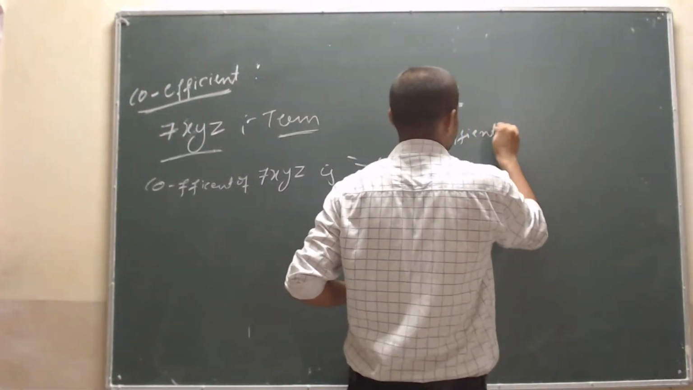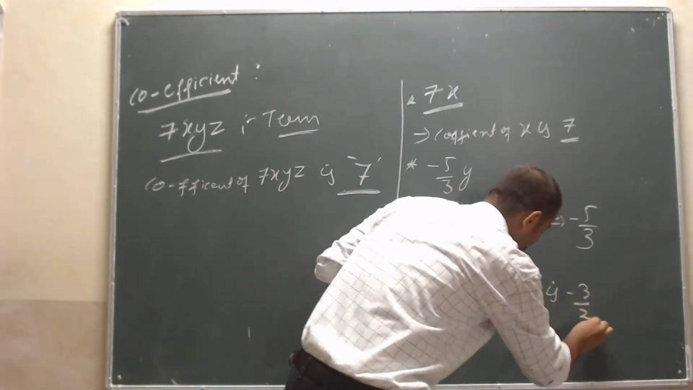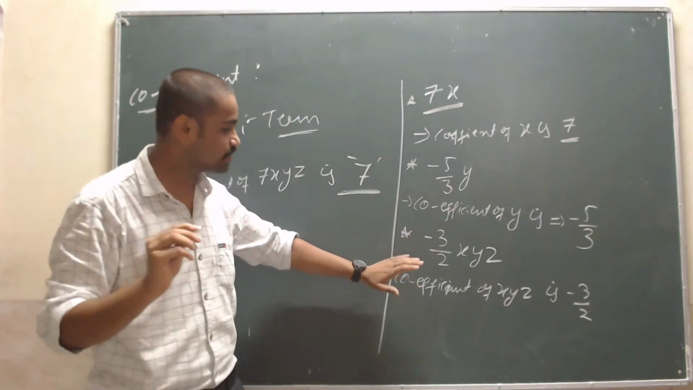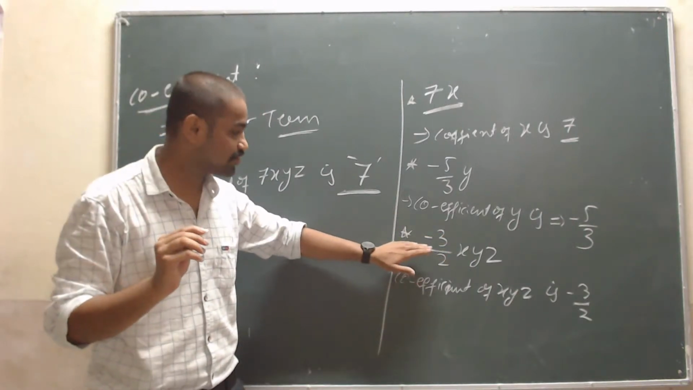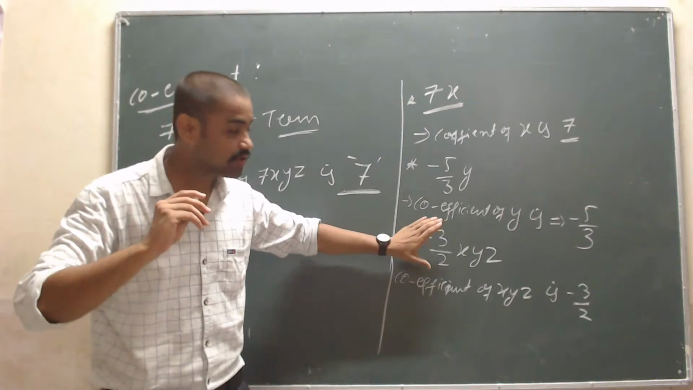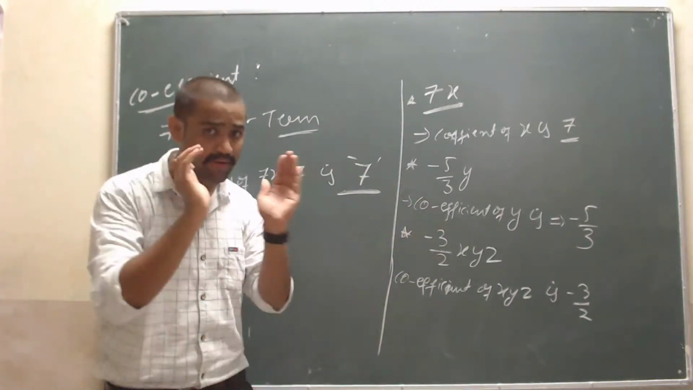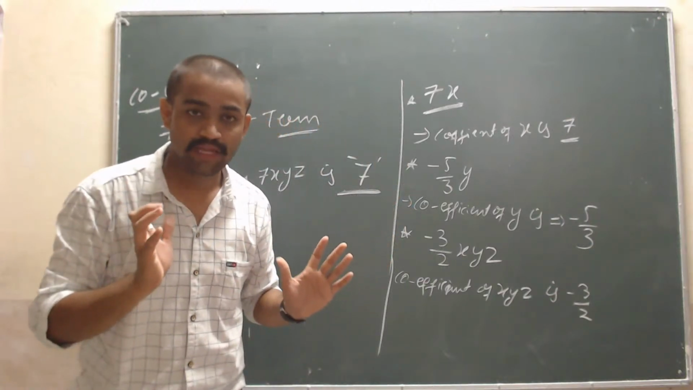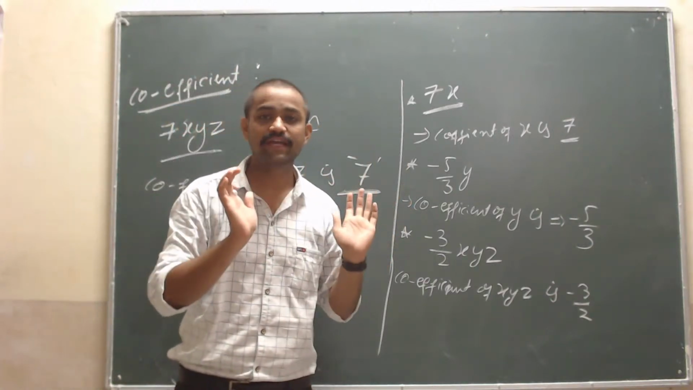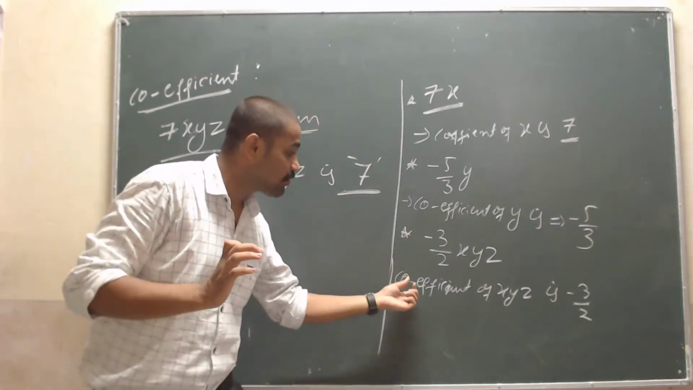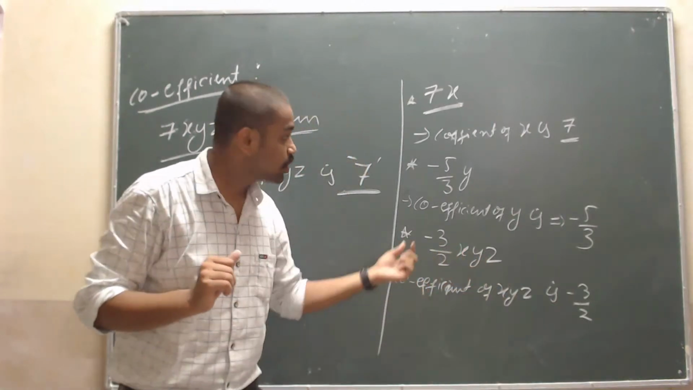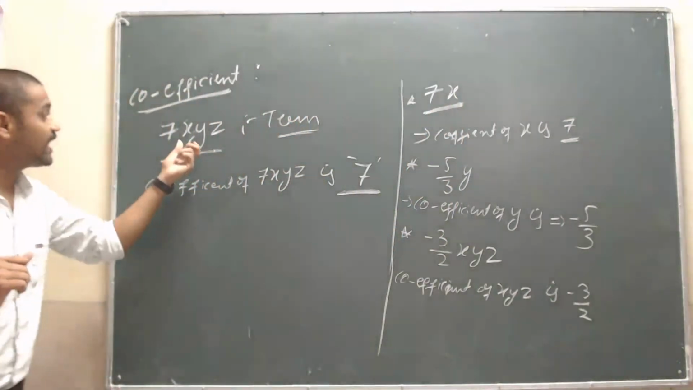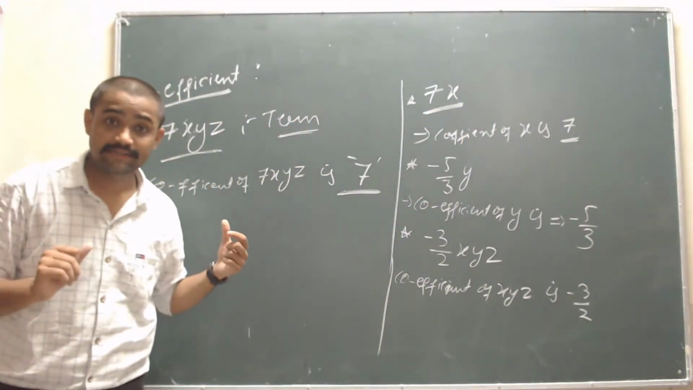Coefficient of -3/2. Concentrate on the operation. Whether it is a negative or positive digit, you have to concentrate on the operation. And the coefficient is nothing but the number which is attached to variables, attached to variables only. Like that only he will ask: coefficient of xyz, coefficient of y, coefficient of x, coefficient of xyz. Like that.